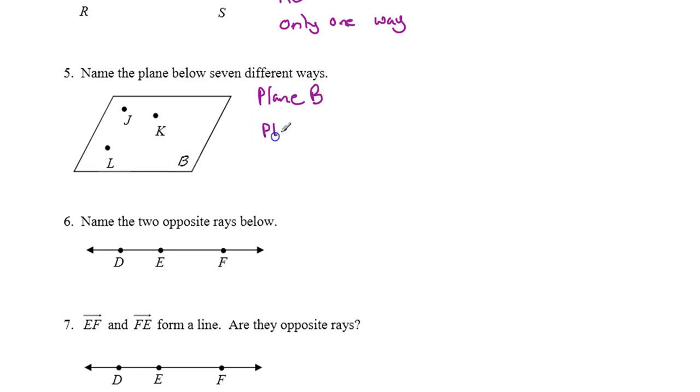Well, then we could name it plane JKL. And basically those are all 3 non-collinear points, and we could just move these around. Plane LJK, plane JKL, plane JLK. JKL, JLK, LJK. We could do LKJ.